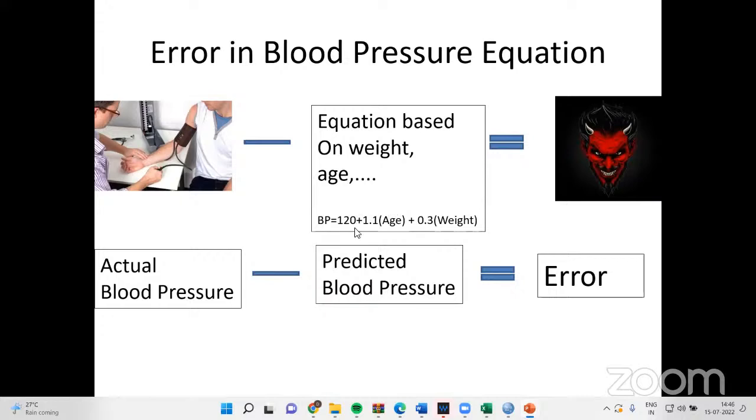Blood pressure is equal to 120 plus 1.1 times age plus 0.3 times weight. I have found that age and weight are the significant variables contributing to the blood pressure, so I have made this equation.